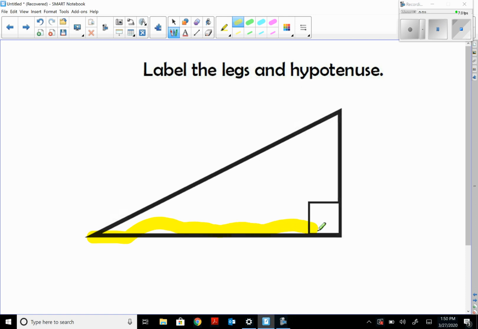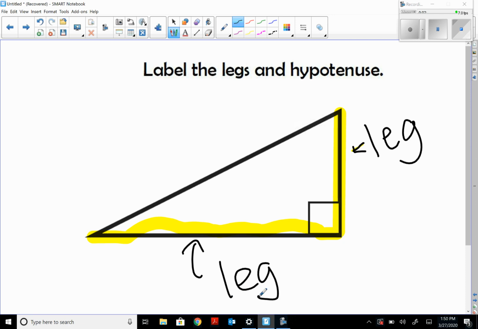Oops, that was kind of messy. There's two sides here that make that right angle. The two sides that make the right angle are always going to be called the legs. Okay, so anytime you have a side that touches that right angle, it's called a leg. So go ahead and label both of the ones on your paper with the word leg.